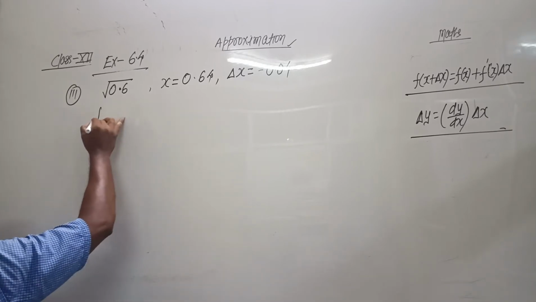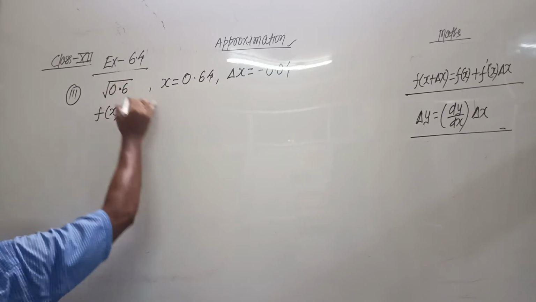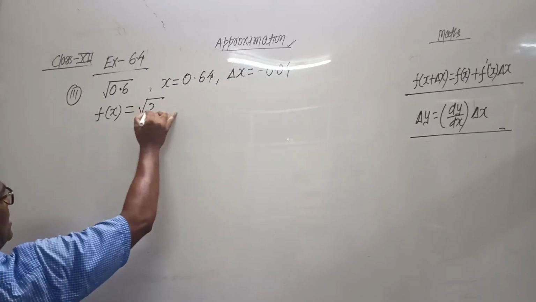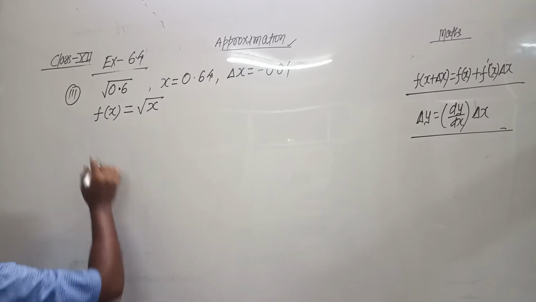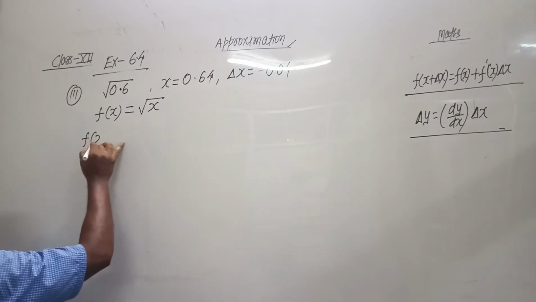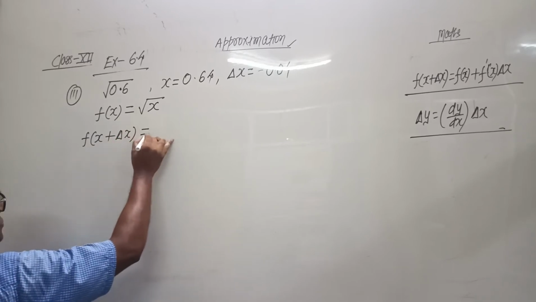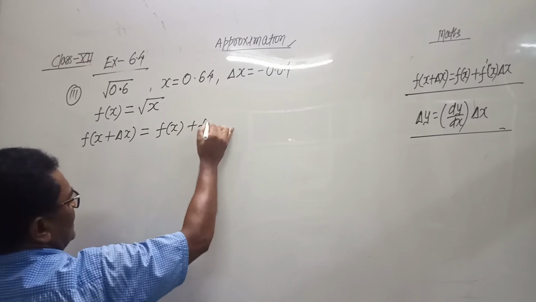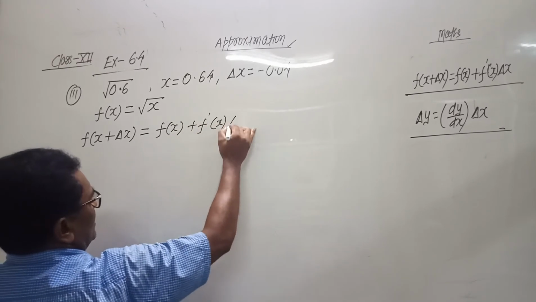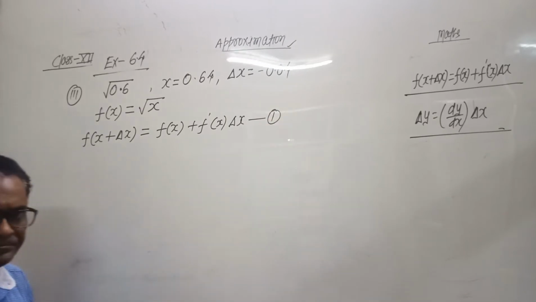Now we have to write the function f(x) equals to, there is a square root, so under root of x. Next step, we have to write down the formula f(x + delta x) equals to f(x) plus f dash of x into delta x, and name it first equation.